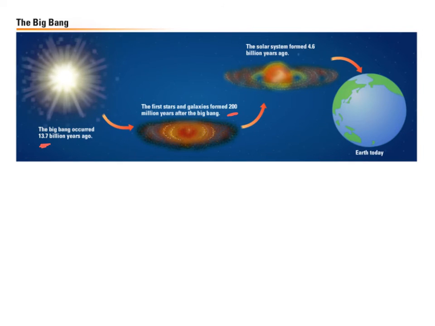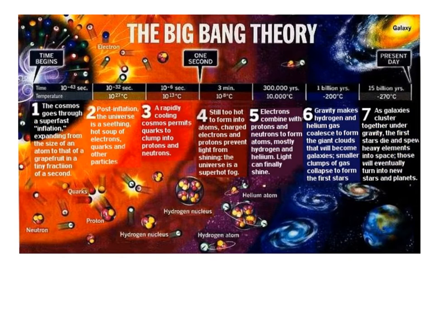Now, the solar system formed, we think, about 4.6 billion years ago, and that'll lead us all the way up into today. So let's take another picture of it and we'll see it a little bit better. So let's explore the Big Bang Theory a little bit more.